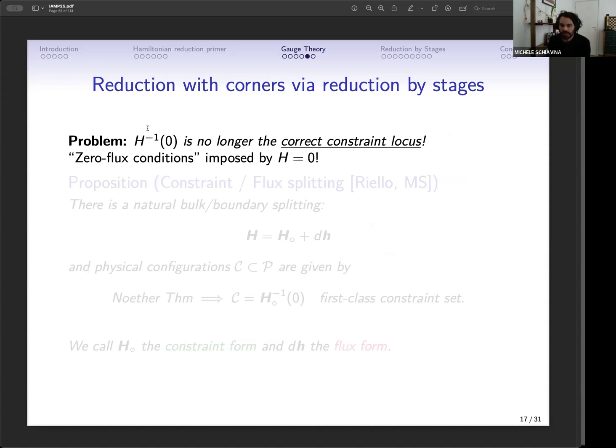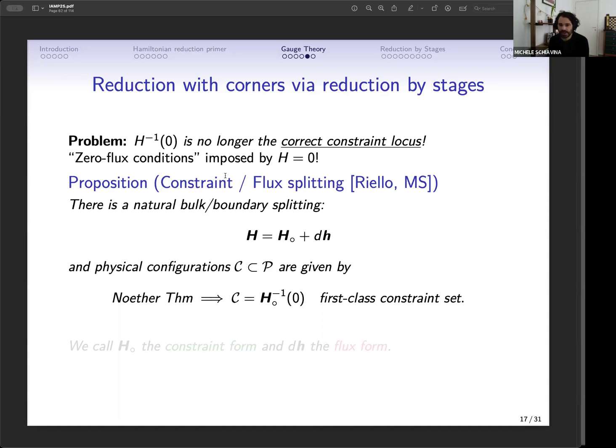If I have a corner, so if the boundary of sigma is no longer empty, you can check very easily in examples, or just by taking Noether's theorem seriously, that the zero level set of the integral of the Noether current is no longer the correct physical locus, because setting H to 0 everywhere, including the boundary, is going to set some corner conditions that I might want to control.